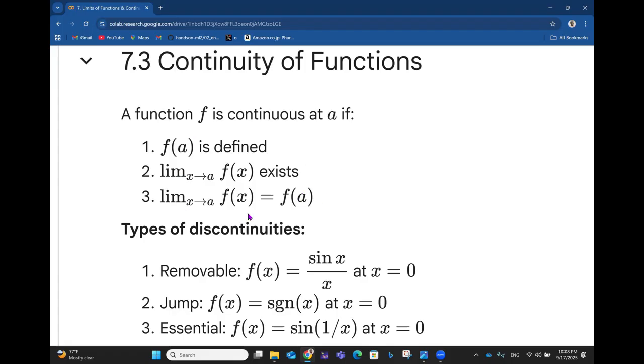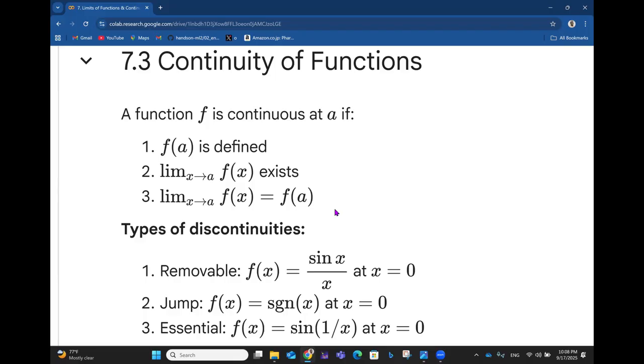Then lastly, both the limit of f of x as x approaches a and the evaluation of the function at a exist. So we have condition 1, condition 2, and condition 1 must be equal to condition 2. That's the third condition. That way you can say that a function is continuous.